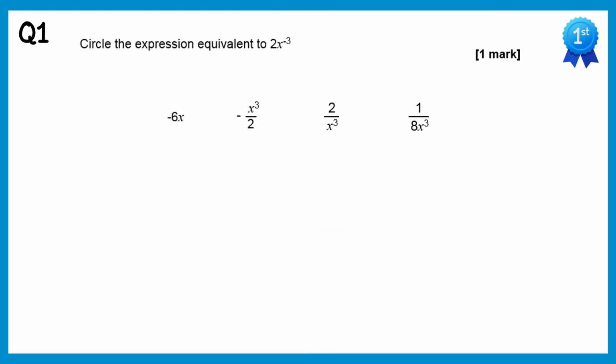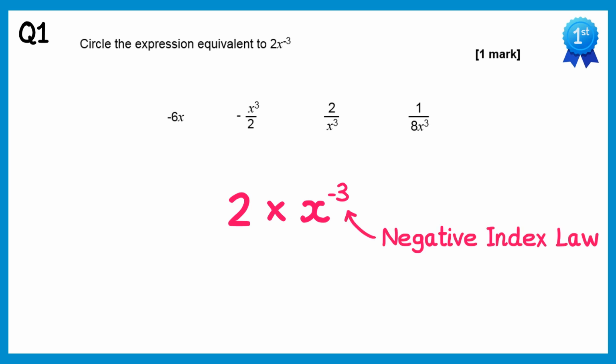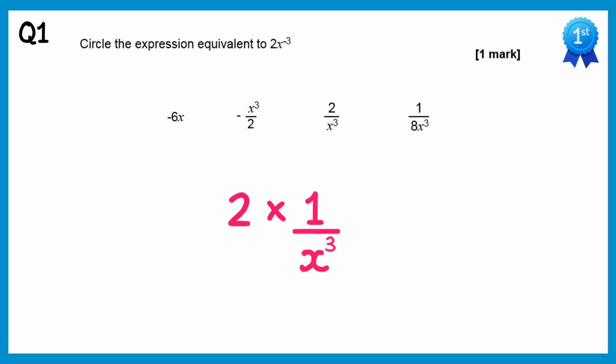For this one we have 2x to the power negative 3. So I would write that as 2 times x to the power negative 3. And then we spot we've got a negative index, so we need to use the negative index law. So we can rewrite x to the power negative 3 as 1 over x to a power positive 3. We can then multiply the fractions. 2 times 1 is 2, so you get 2 over x to the power 3, which is the third answer here.